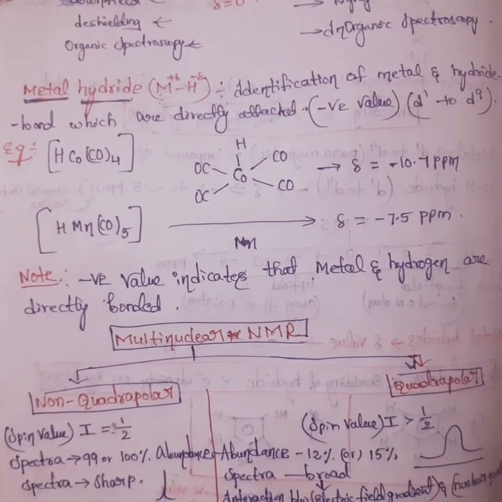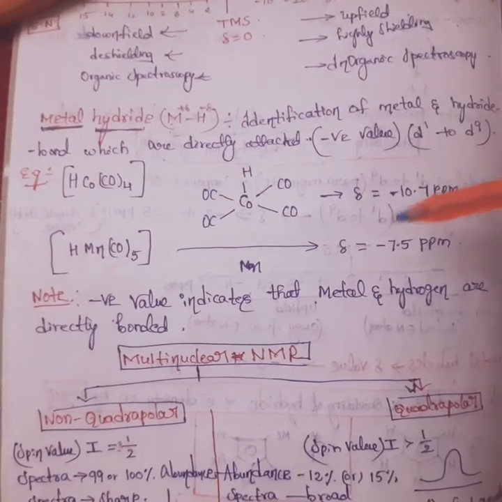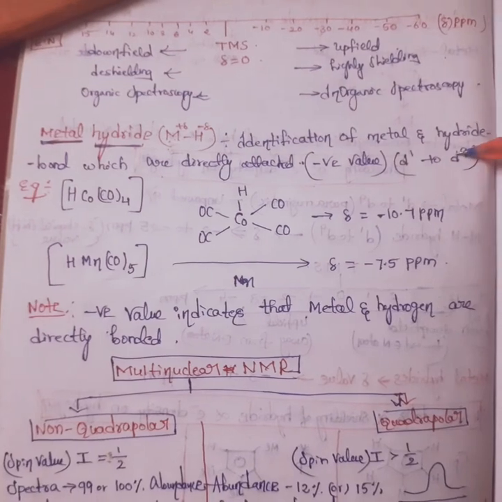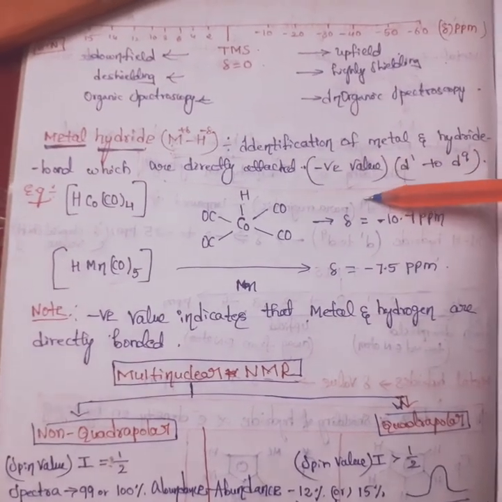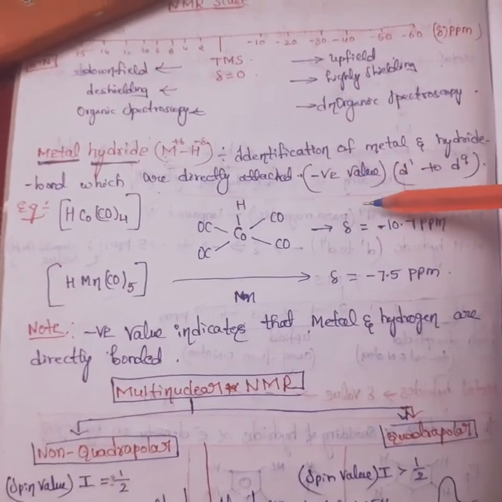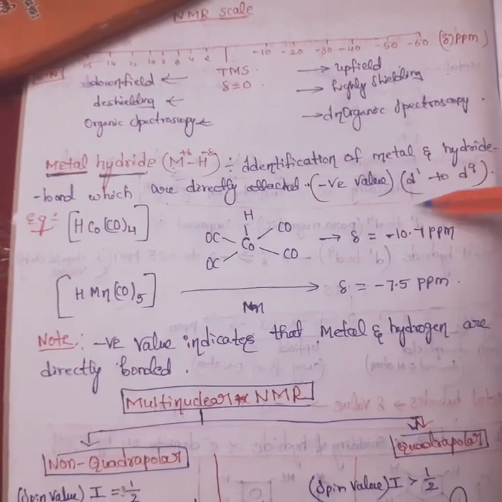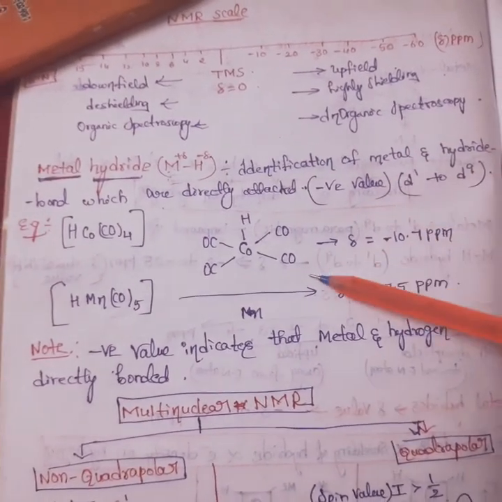Friends, here I am just repeating. In our previous class we already discussed that from d1 to d9 we will get negative chemical shift values, and if we get negative values it indicates that the metal and hydrogen have a bond. That we have to know.